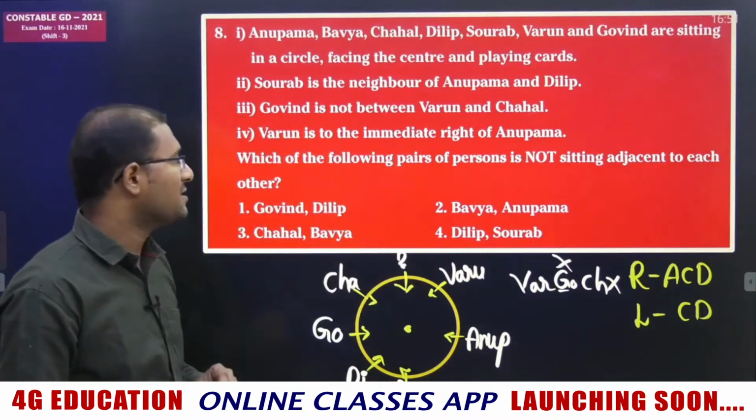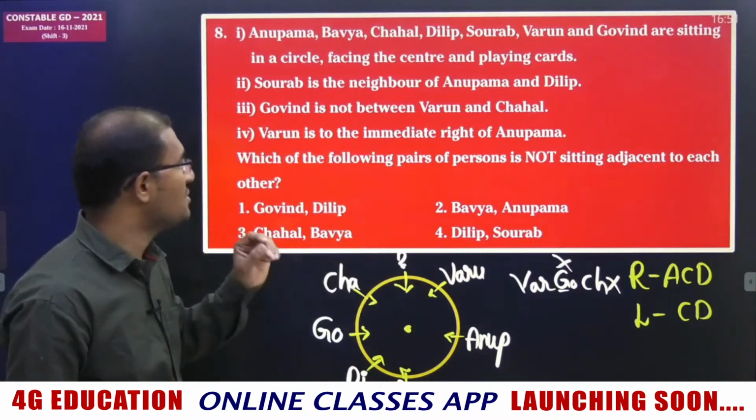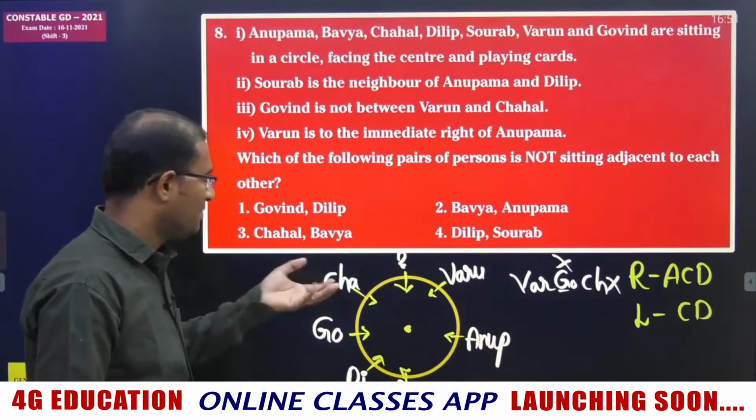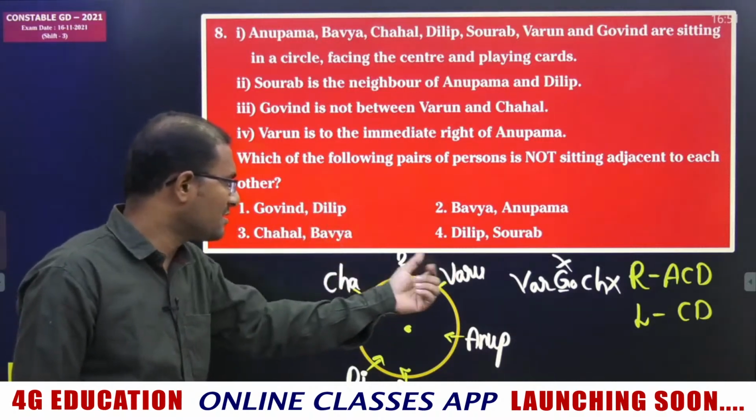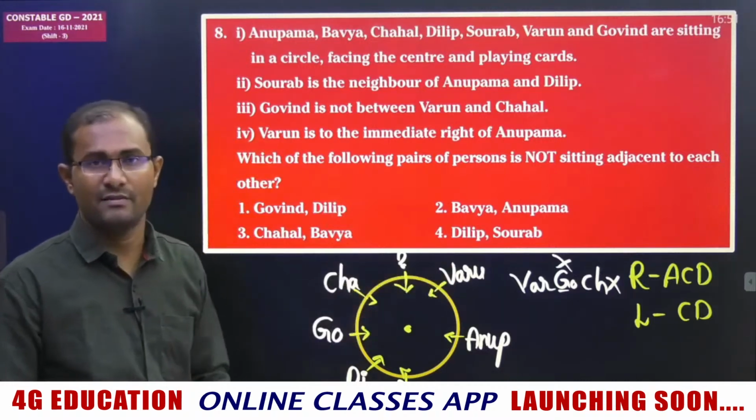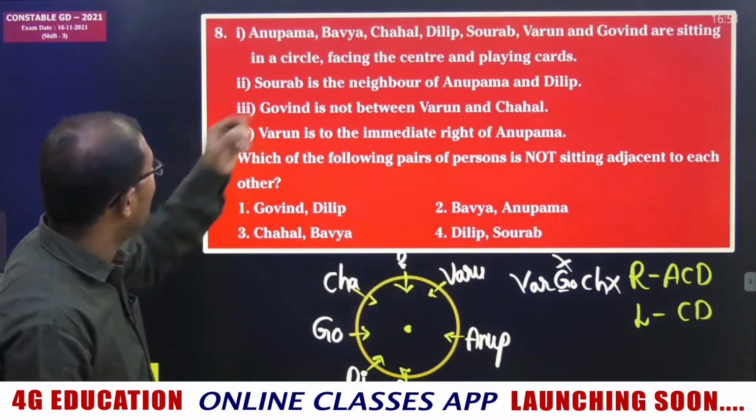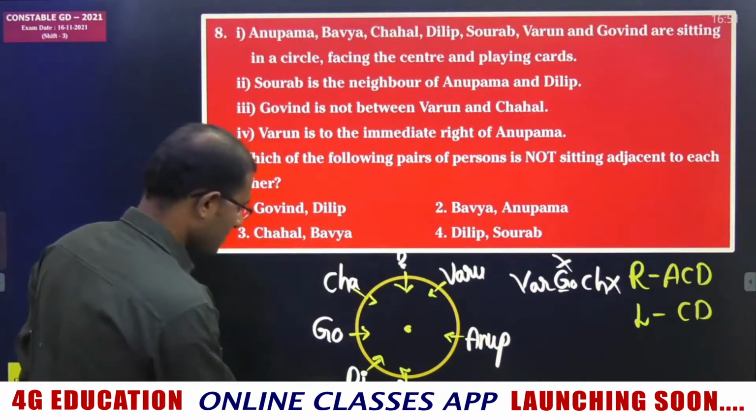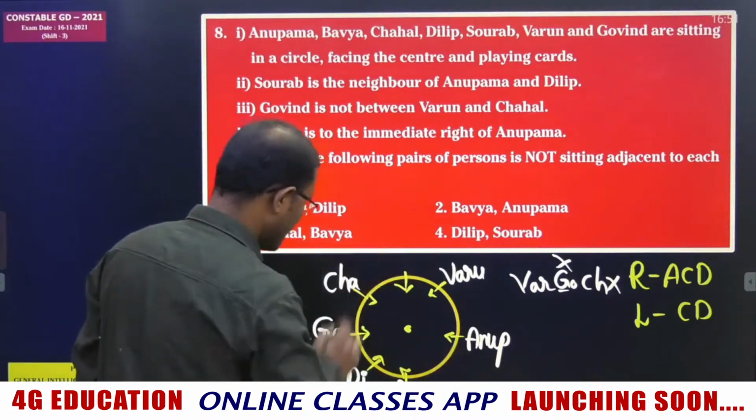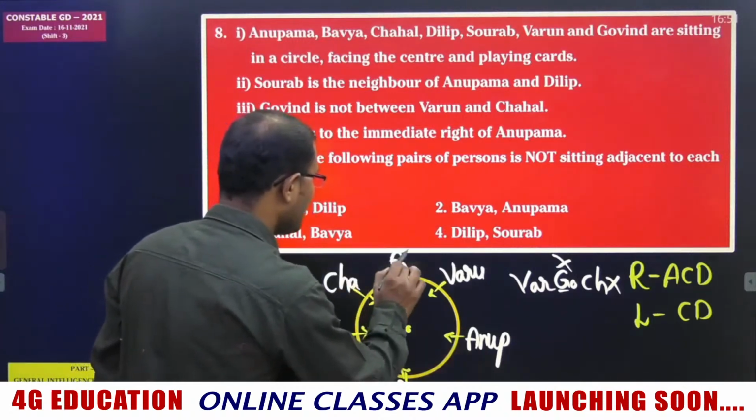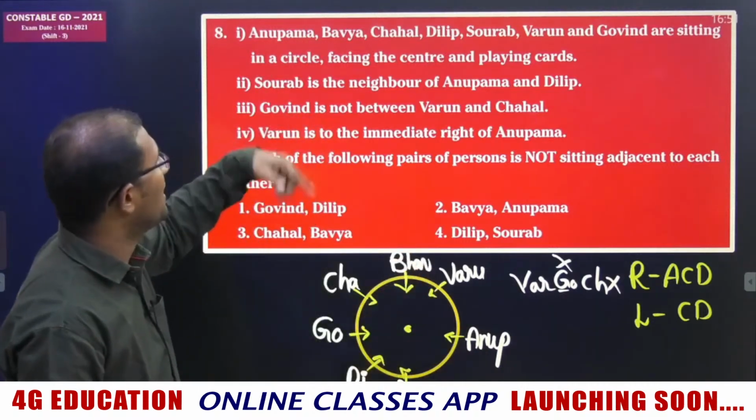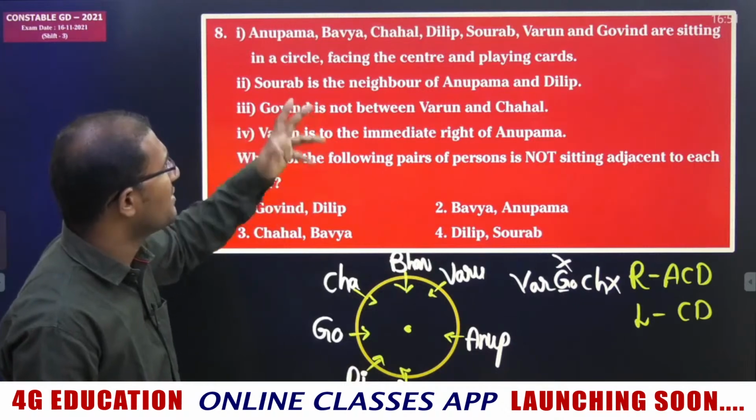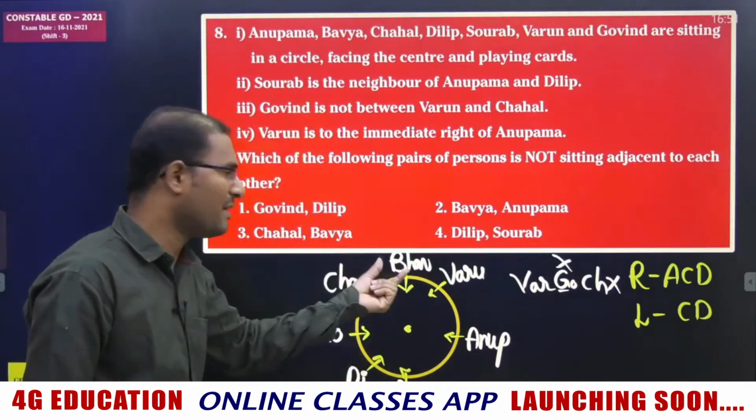Which of the following pairs of persons is not sitting adjacent to each other? The question is related to adjacent persons, so definitely we have to find out who is sitting in between Varun and Chahal as well. Now who is the remaining person? Bhavya is remaining, so she is not in the arrangement. So definitely we can take Bhavya. Anupama is present, Chahal is present, Dilip, Saurabh, Varun and Govind. All these people are present, except Bhavya.